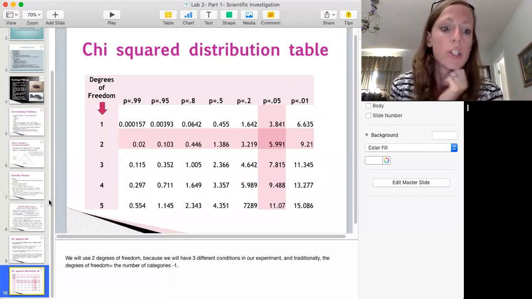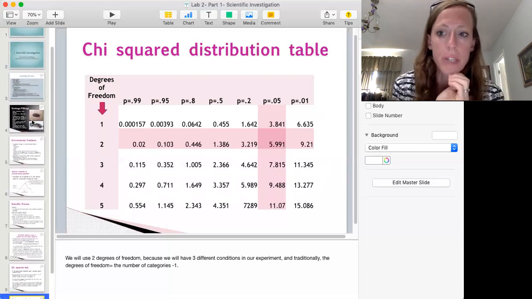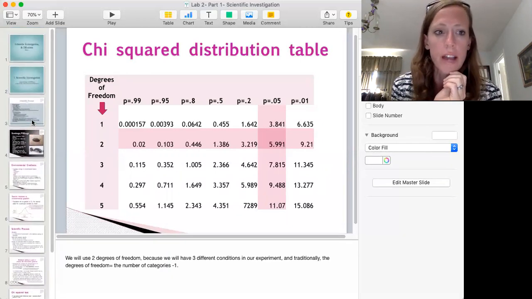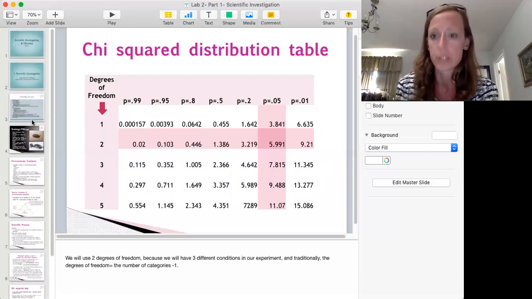Okay, so that's how we use a chi-square distribution table, and that wraps up our introduction to the scientific process. So the next video that you will watch is on dilution. That's the second part of our lab for this week.